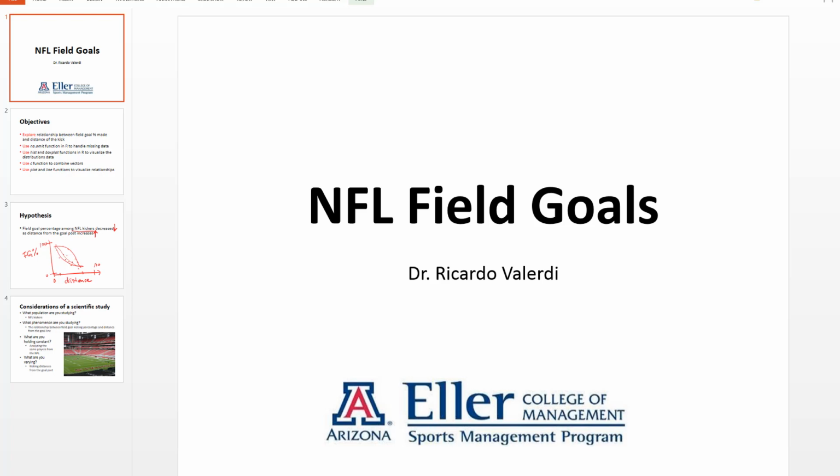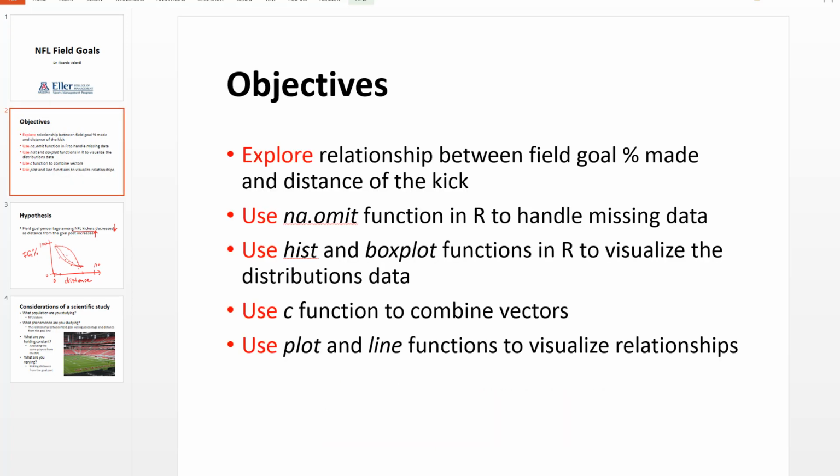In this video, we will explore NFL field goals, in particular the relationship between field goal percentage made and the distance of the kick. In order to do this, we will use the NA Omit function in R, which allows us to address cases where there is missing data. We will also use the Histogram and Boxplot functions to visualize the distribution of the data.